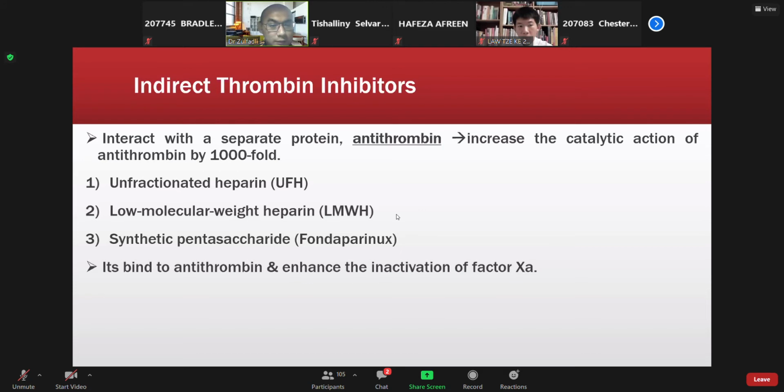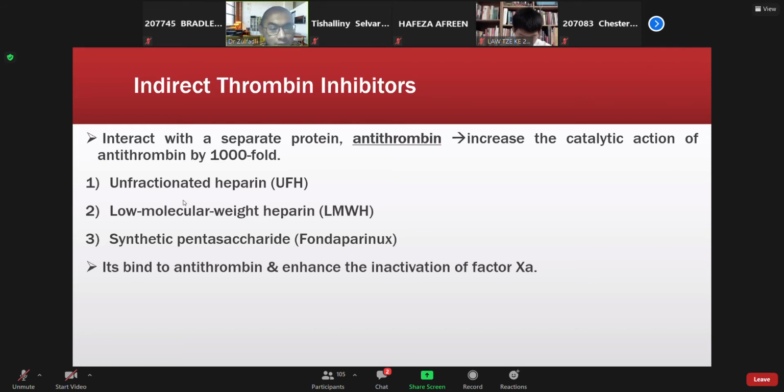So this drug will increase the antithrombin effects. It will catalyze the antithrombin by 1,000 fold. Examples are unfractioned heparin and low molecular weight heparin. Low molecular weight heparin is the improved heparin, more specific, with fewer adverse effects compared to unfractioned heparin. Then there is synthetic pentasaccharide, or fondaparinux. So you just remember fondaparinux.